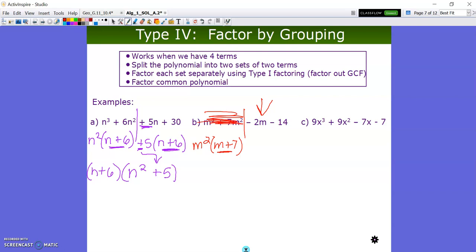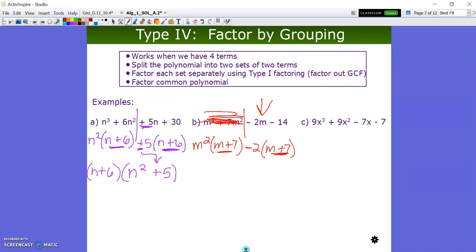That's right, it's negative. You always want your leading coefficient to be positive. So our GCF here is going to be a negative, and it will be a negative 2. And look what happens. If we pull out a negative 2 and divide everything by negative 2, we're going to end up with m. Negative 14 divided by negative 2 is a positive 7. And now we have the same thing in parentheses.